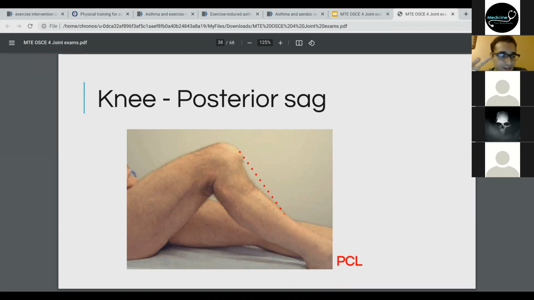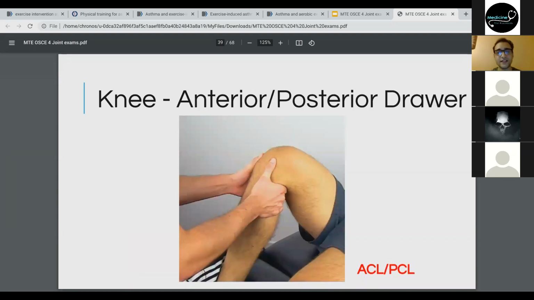Does that make more sense? Anything in the chat? People have written yes. Someone's written, so if the PCL is damaged, it affects your anterior draw test, so you should do the posterior draw test first. Yeah, perfect. Thank you, guys. Right. So that's your anterior posterior draw.